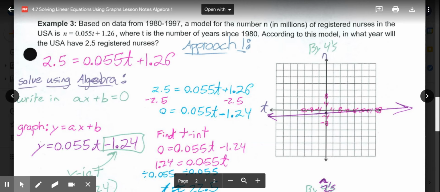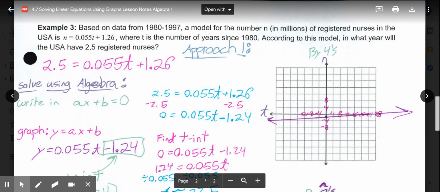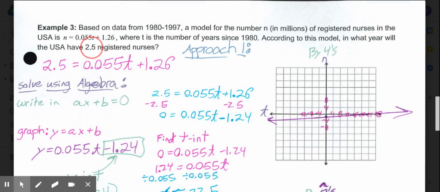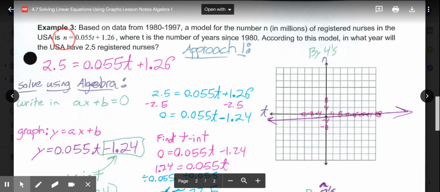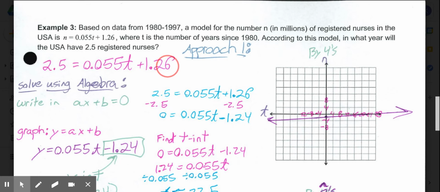So in this word scenario, it says, based on the data from 1980 to 97, a model for the number n in millions, which is the number of registered nurses in the USA, is n equals 0.055t plus 1.26. T is the number of years since 1980. According to this model, in what year will the US have 2.5 million registered nurses? So we need to take this 2.5 and put it in for n. So our equation would be 2.5 equals 0.055t plus 1.26.